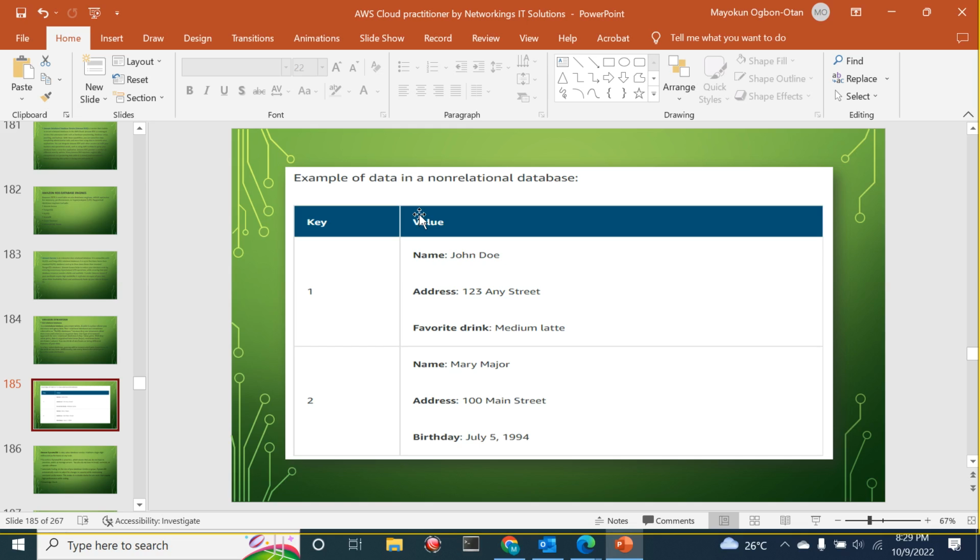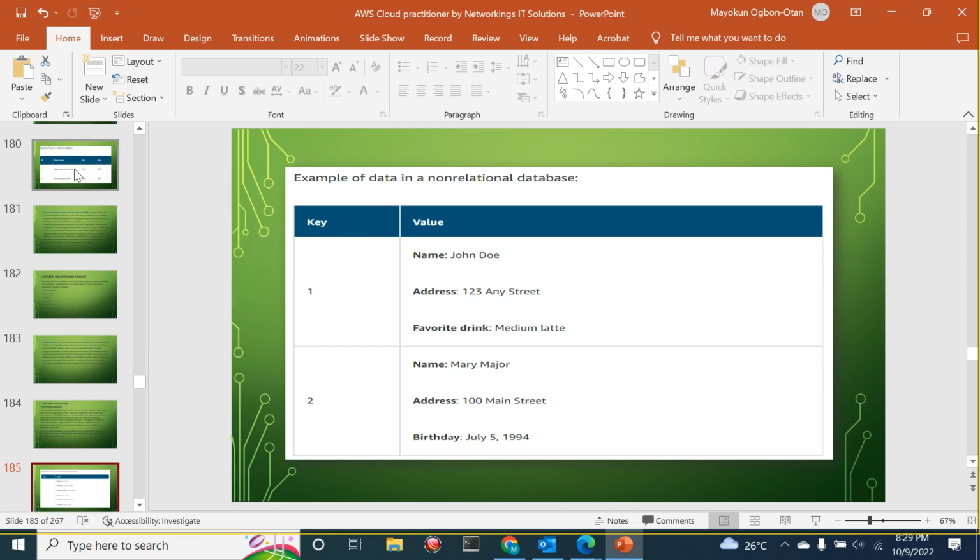It's about 3 times faster than both of the standard ones, and it's enterprise grade. Now, an example of data in a non-relational database. You know, we shared one the other time. See, this is key and value rather than the one we had before.